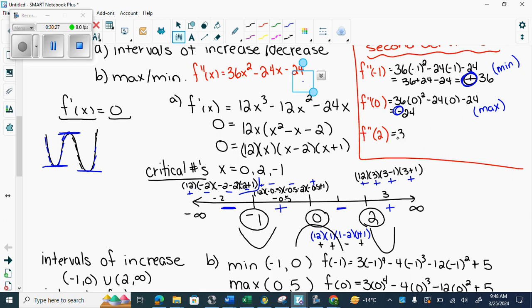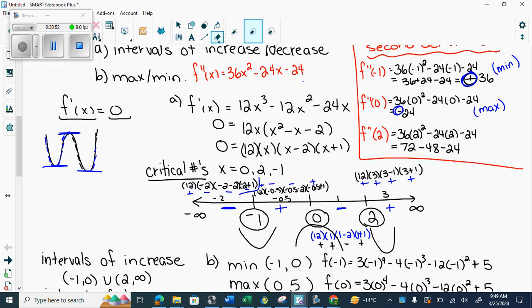And then at 2, you get 36 times 2 squared minus 24 times 2 minus 24. 36 times 2 is 72 minus 48 minus 24. That results in a 0. Oh, thank goodness. I was like, we got problems. It's turning out to be a 0.